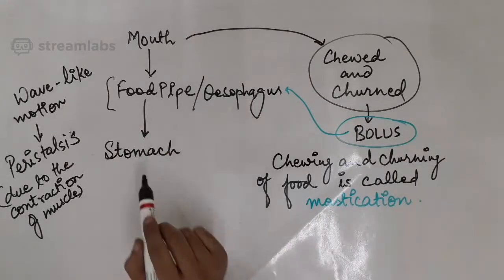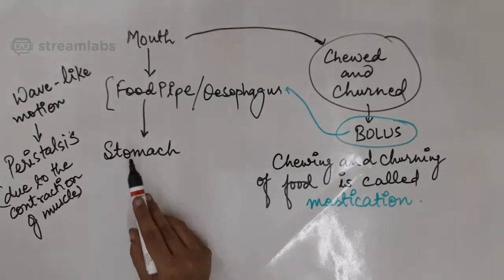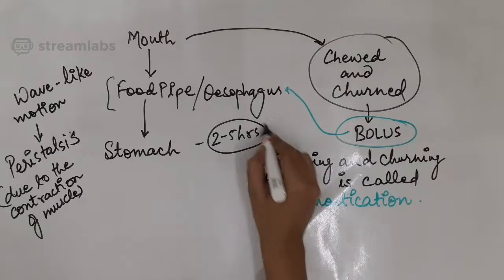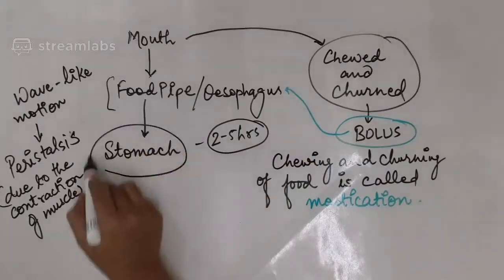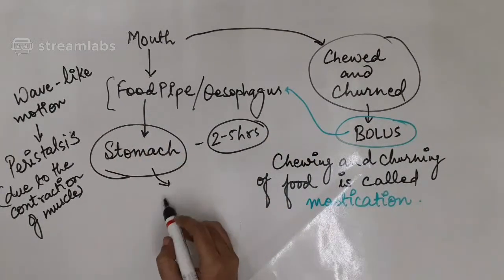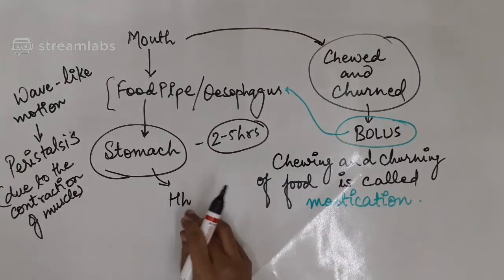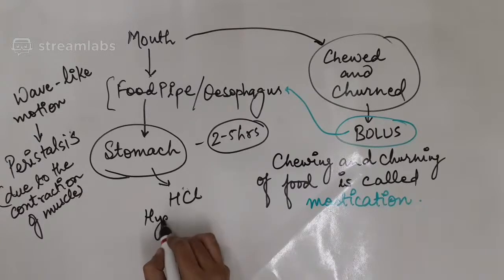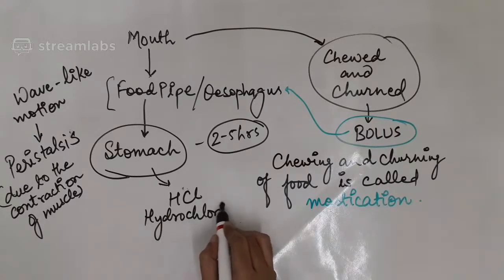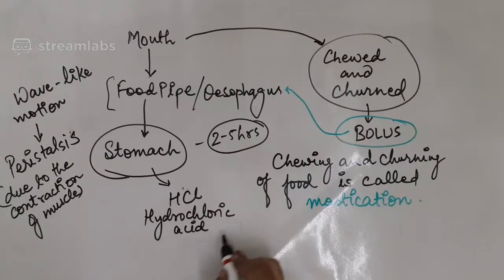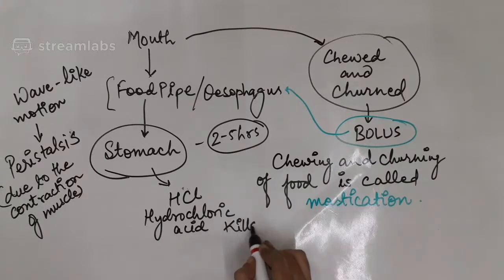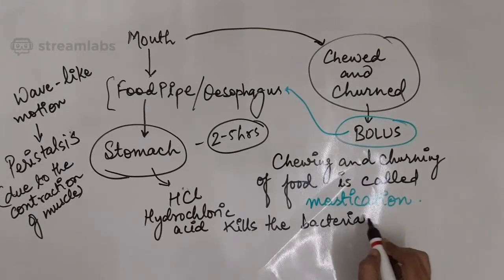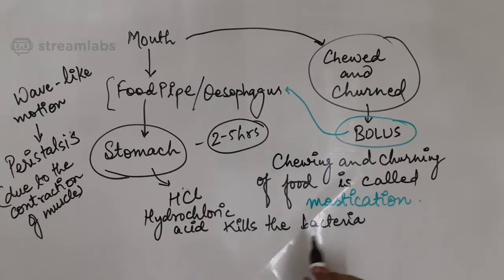The food pipe pushes the bolus into the stomach, where the food remains for 2 to 5 hours, and inside the stomach is present hydrochloric acid or HCl. The hydrochloric acid kills the bacteria which may be present in the food.